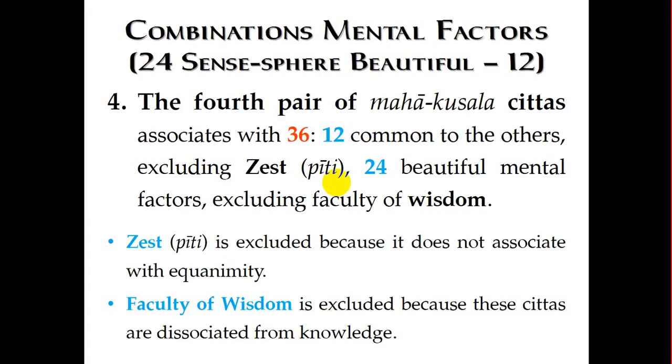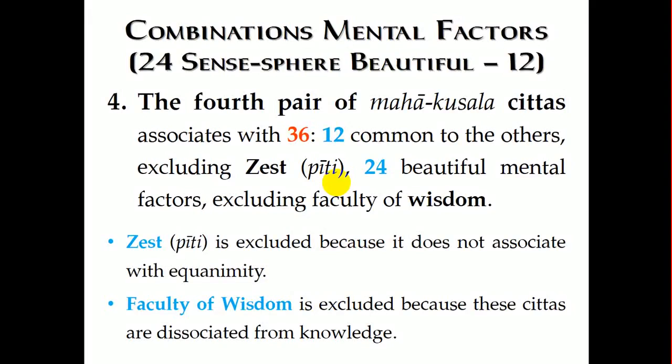We have learned that the first pair of Mahakusala, wholesome consciousness, associates with 38. But when we talk about functional consciousness, Mahakriya Cheta, we have to exclude 3 abstinences. So if we exclude 3 abstinences out of 38, how many? 35, right? So the first pair of Mahakriya is associated with 35.